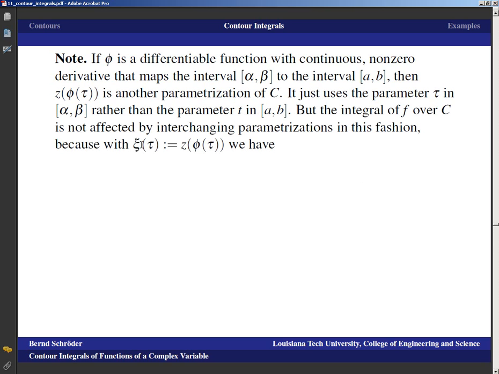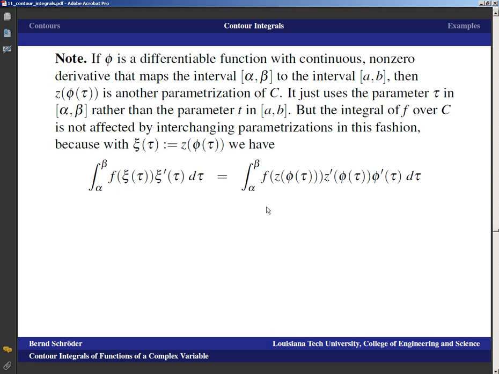That's because if we set xi of tau equal to z of phi of tau, and this is the first time we see the Greek letter xi, I think, which is just a strange squiggle if I put it on the board, then the integral from alpha to beta of f of xi of tau times xi prime of tau d tau is the integral from alpha to beta of f of z of phi of tau, because that's what xi is, times z prime of phi times phi prime, since that's what xi prime is.